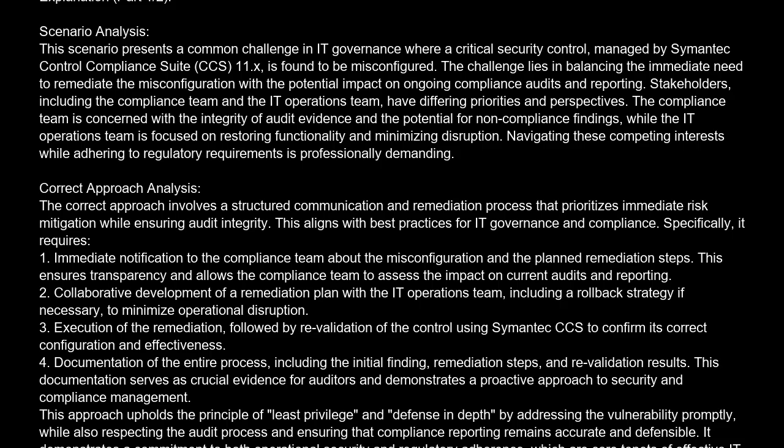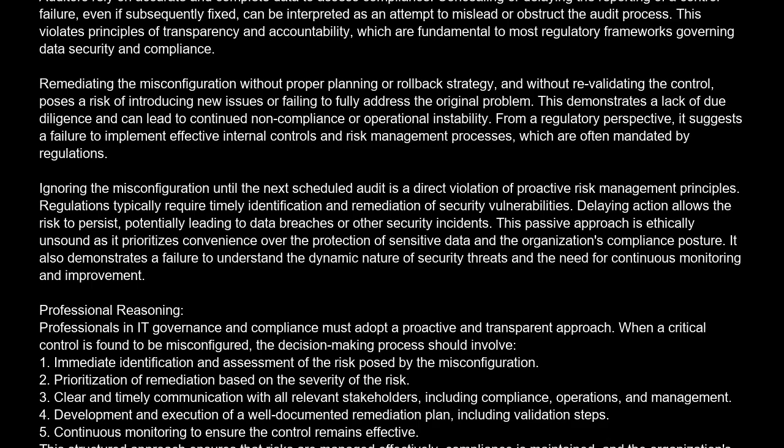Incorrect approach analysis. Failing to immediately notify the compliance team about the misconfiguration and proceeding with remediation without their awareness is a significant regulatory and ethical failure. This approach undermines the integrity of audit evidence. Auditors rely on accurate and complete data to assess compliance. Concealing or delaying the reporting of a control failure, even if subsequently fixed, can be interpreted as an attempt to mislead or obstruct the audit process. This violates principles of transparency and accountability, which are fundamental to most regulatory frameworks governing data security and compliance.